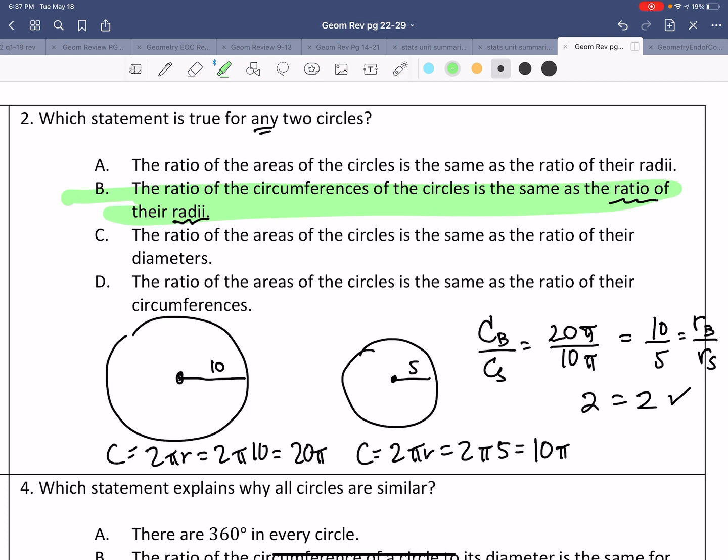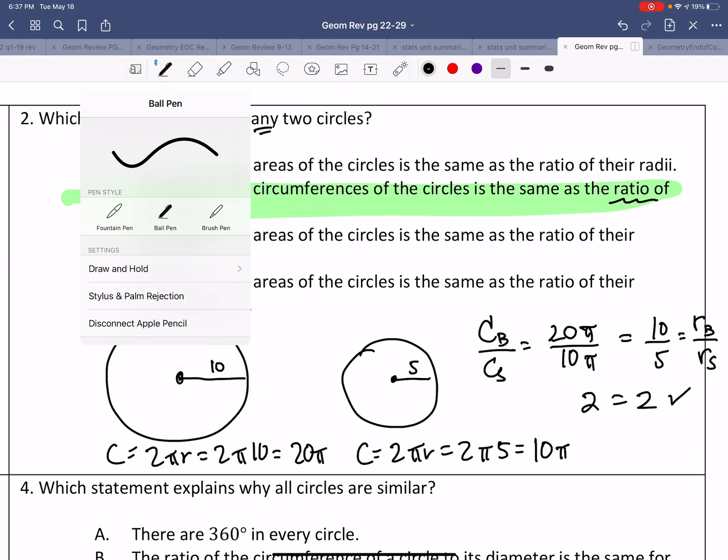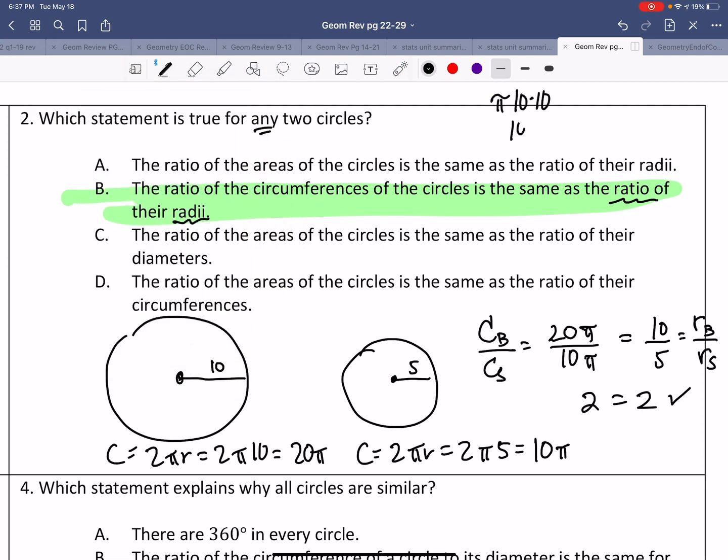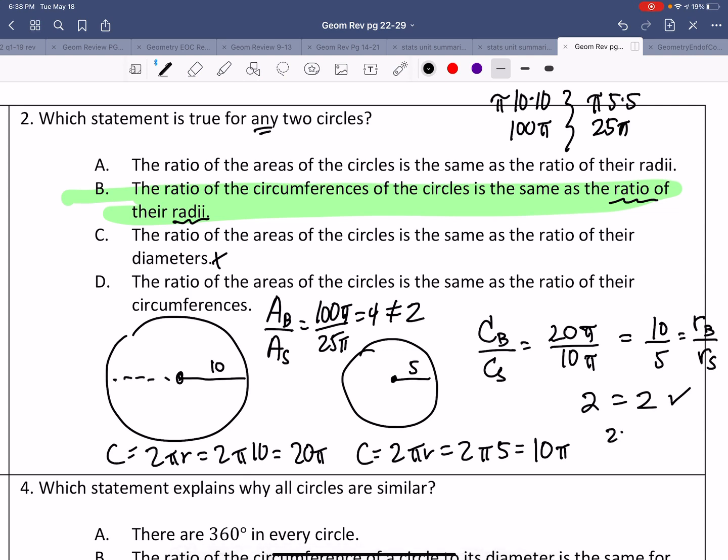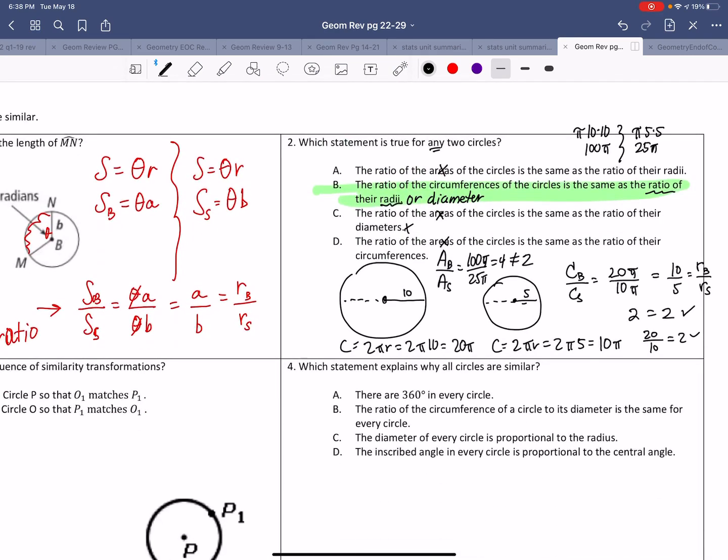Would the areas have the same ratio? Well, let's see. The area of this circle is pi times 10 times 10, or 100 pi. And this circle on the right would be pi times 5 times 5, or 25 pi. If I took the area of the big one over the area of the small one, 100 pi over 25 pi is actually 4. And that's not equal to the ratio of the radii. It's also not equal to the ratio of the diameters. Here my diameter would be 20, and here my diameter would be 10. So I do get the same thing with the radius or the diameter. What's wrong here is the fact that they're talking about areas. We notice the area is not a match.